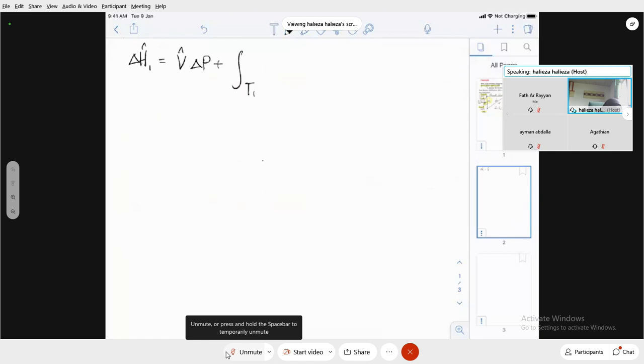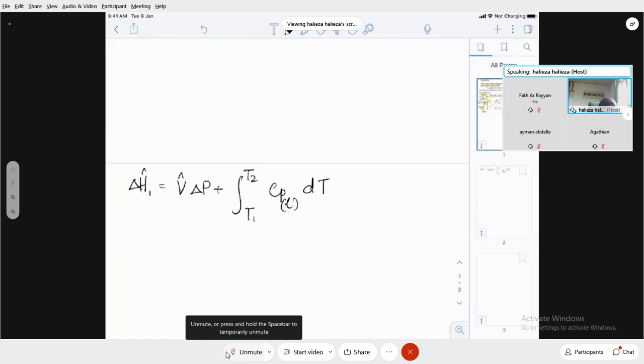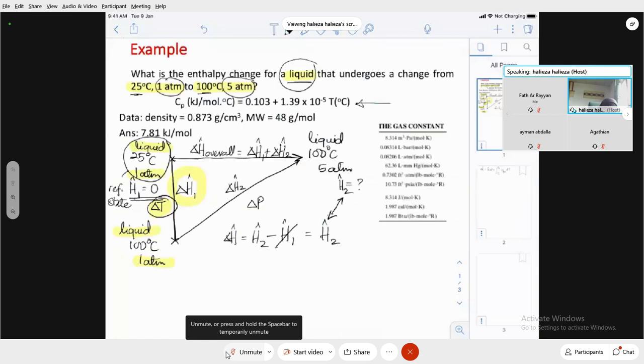T1, T2, Cp of your liquid. We don't know what liquid it is. dt. Okay? Now, let's go back to that question. The Cp is given over here. And what is the temperature of T1? Somebody. You're going to integrate from T1 to T2.